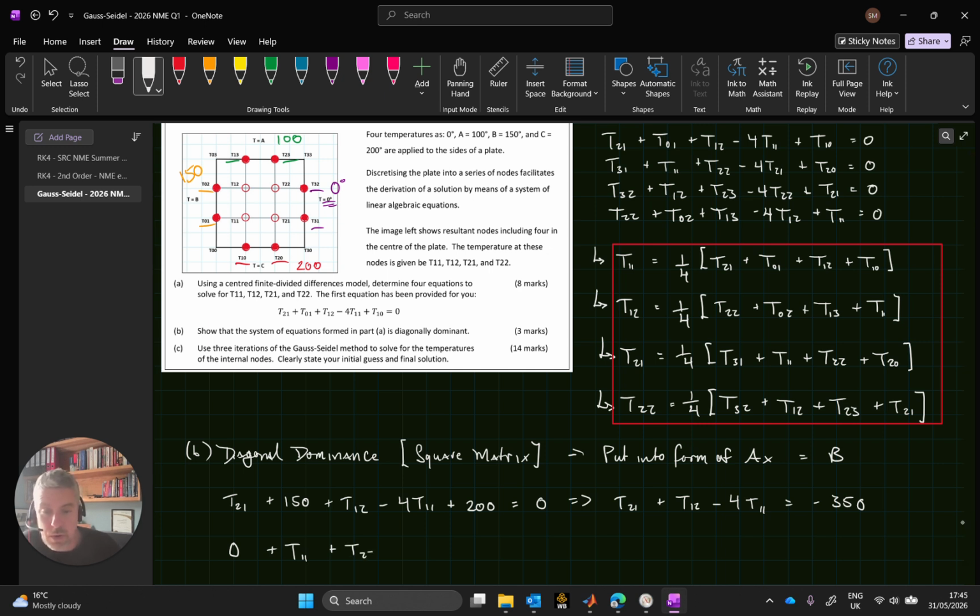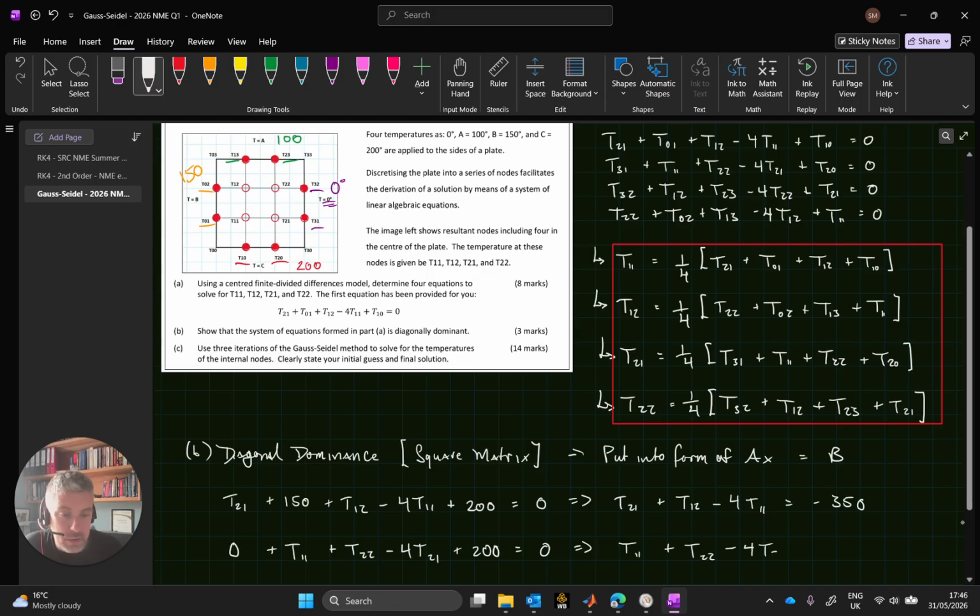internal node, minus 4 T21 is an internal node, plus T20 is a boundary node. T20 is at 200 degrees. Again, plus 200 is equal to 0. Rewriting that, we would have T11 plus T22 minus 4T21, and that's equal to minus 200.